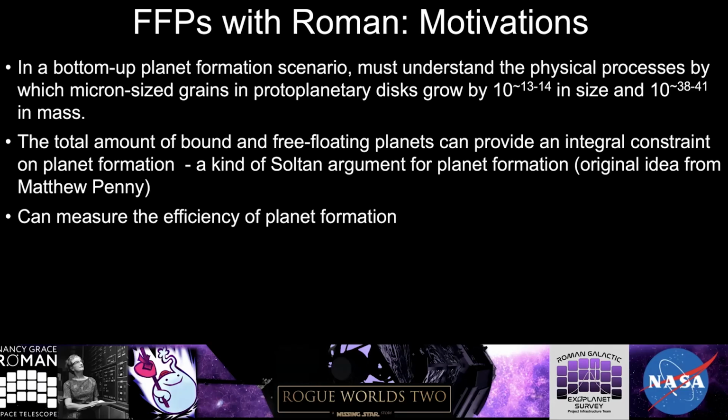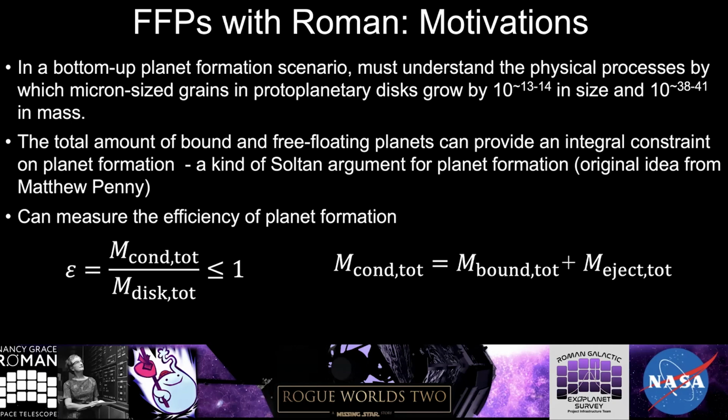And so in principle, we can measure this total mass of condensed objects with Roman and divide that by the total disk mass, and we measure in some sense the efficiency of planet formation. And the nice thing about Roman is we can do this for both the bound planets and the ejected planets, the free-floating planets itself. Now, there's some caveats to this.